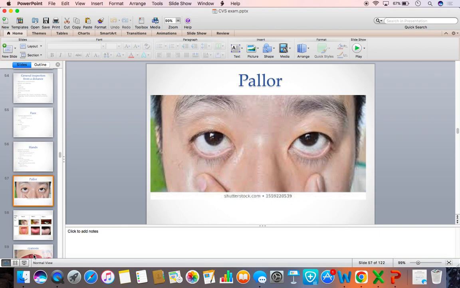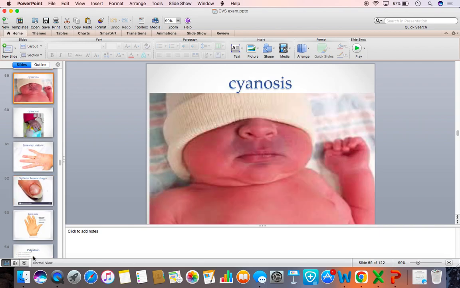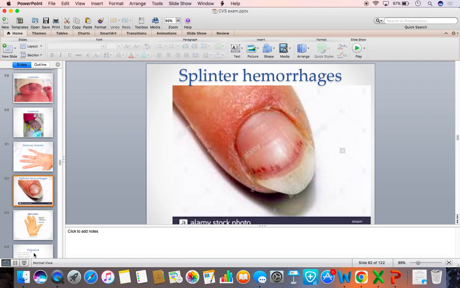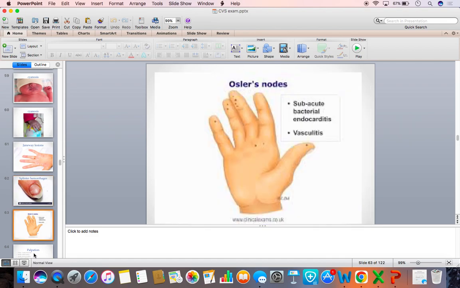This is the patient showing pallor of the palpebral conjunctiva. And here, cyanosis, that is bluish discoloration of the lips and the extremities. Janeway lesions seen on the palms of the hands. Splinter hemorrhages and Osler nodes.